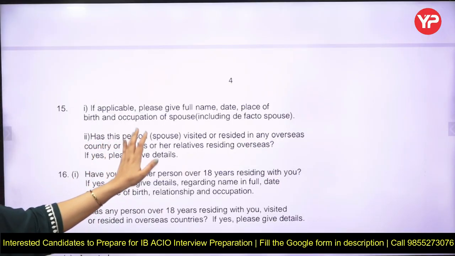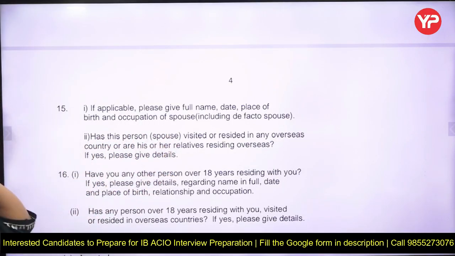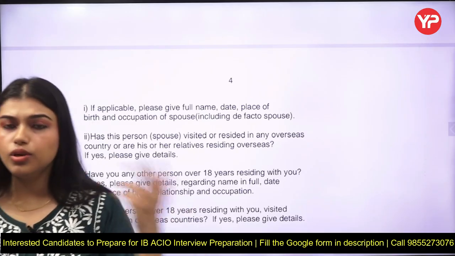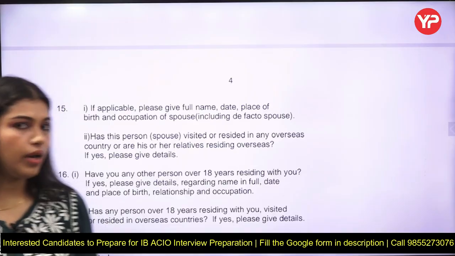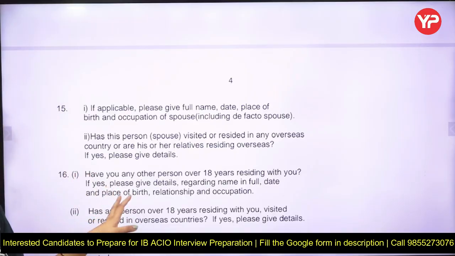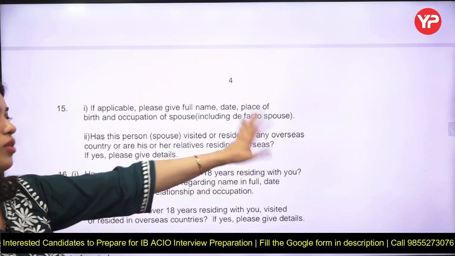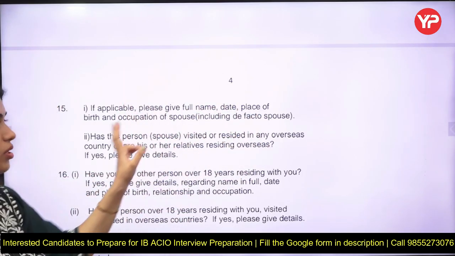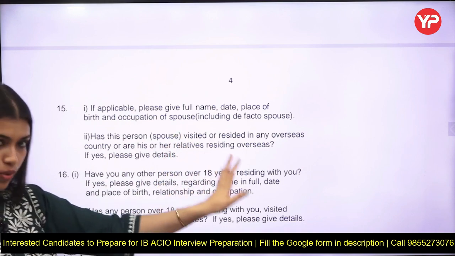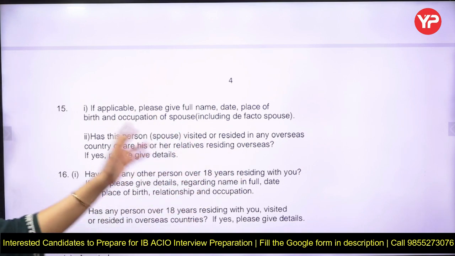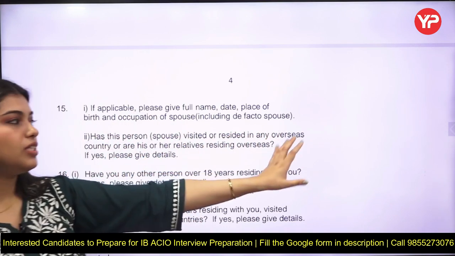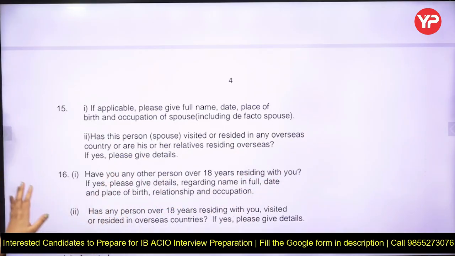Has this person's spouse or partner visited or resided in any overseas country? It is possible that your spouse is currently living in Canada, US, UK and you are living here, right? So if so, or if he or she has visited or lived abroad, kindly mention all the details here. Not only she or he, but his or her relatives as well, maybe father, mother, grandmother, anything. So kindly mention all the details.